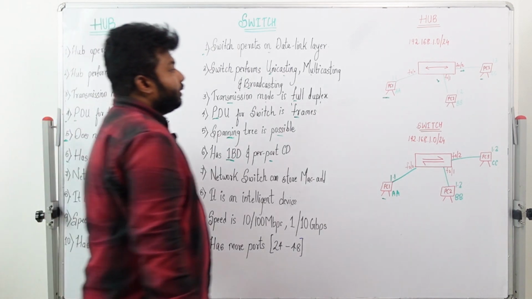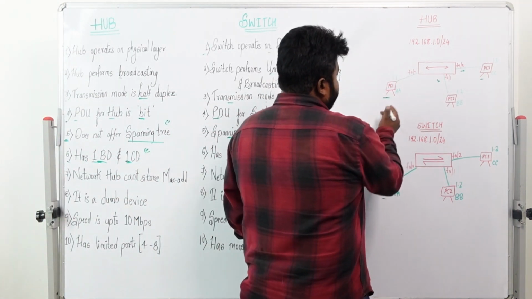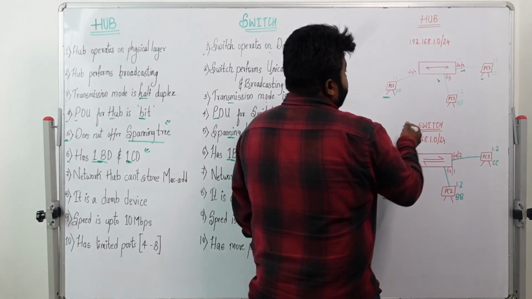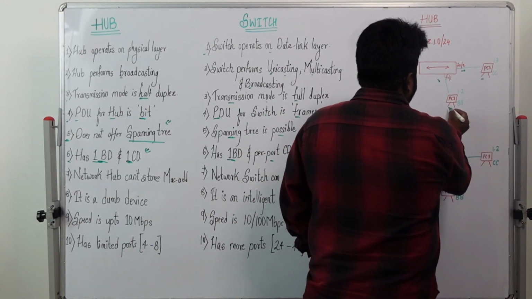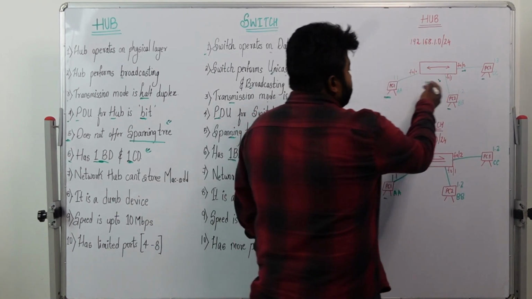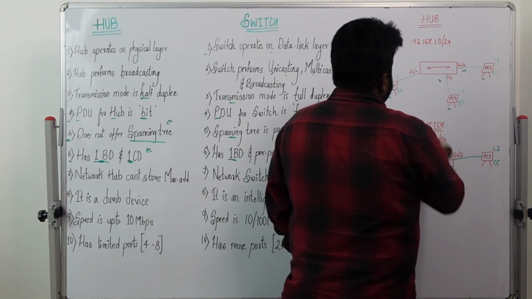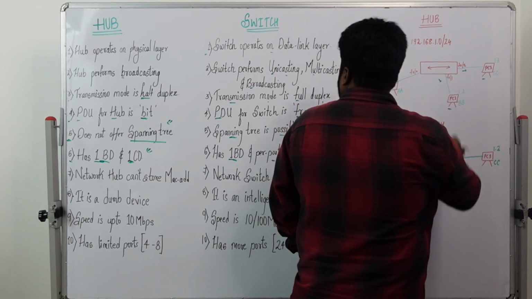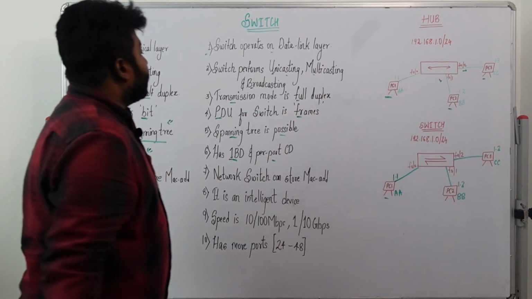What you understand by collision domain is, if you talk about a hub, let's say PC1 is transmitting data towards PC3, and at the same point of time, PC2 also wants to transmit data towards PC3. Since all are in the same collision domain, they are prone to collisions. That's why we don't prefer a hub in the production environment.